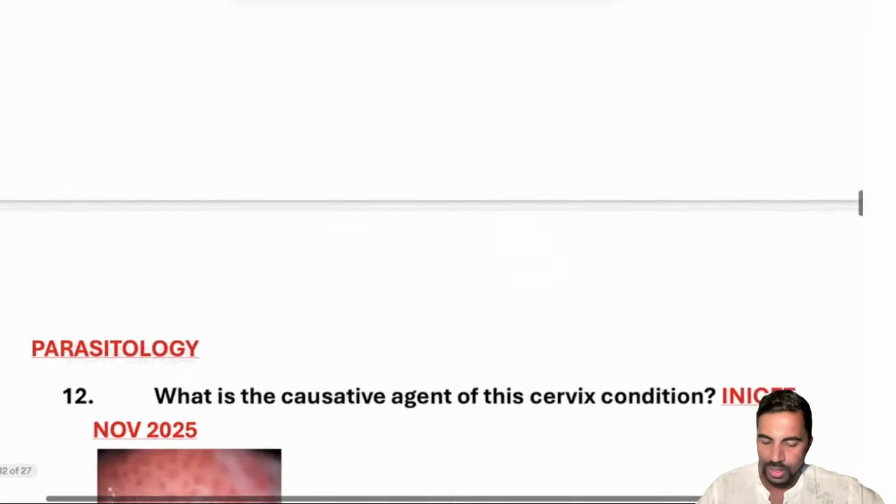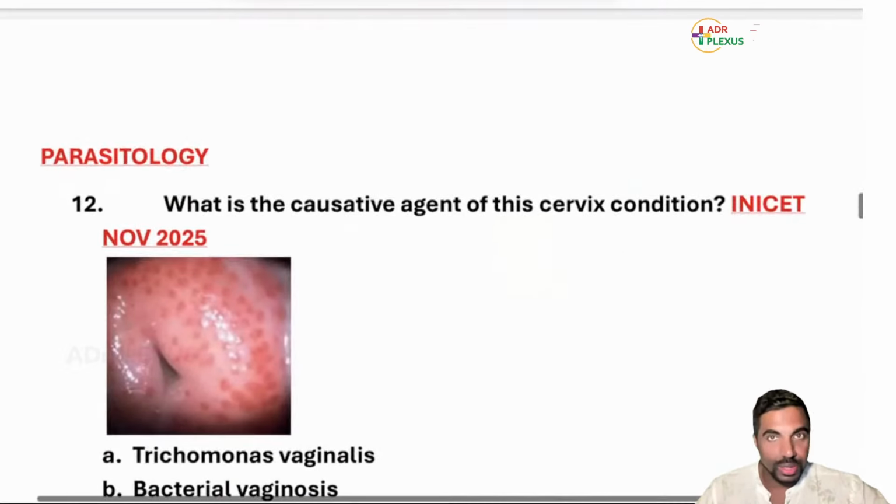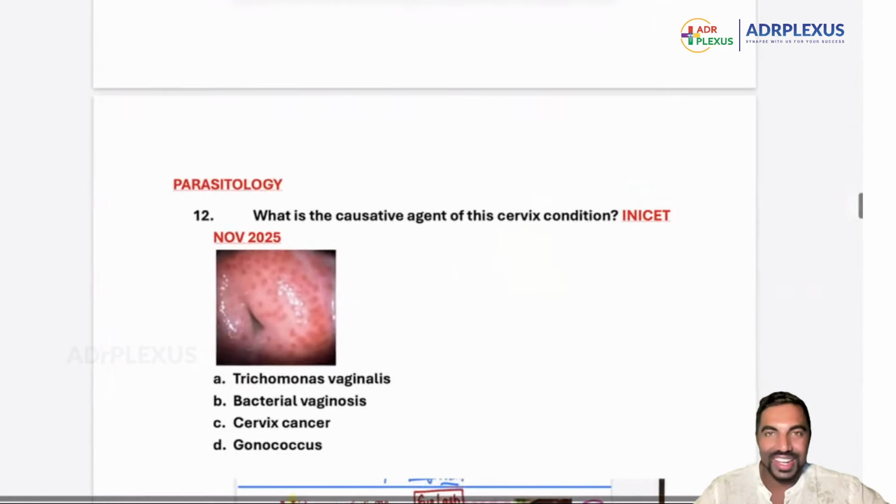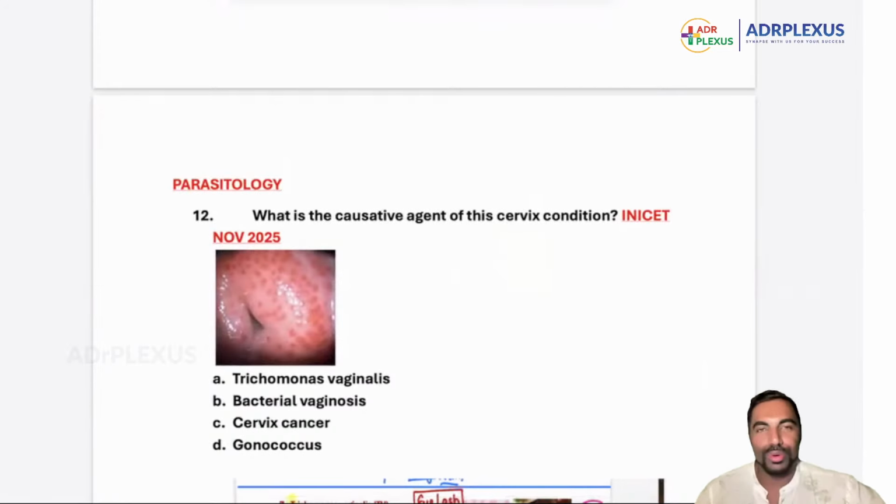It was an easy one. Only with revision does it come easy, when we were revising again and again and giving a lot of leaderboard questions in our ADRPLEXUS, practicing more and more questions. That only will make you perfect.